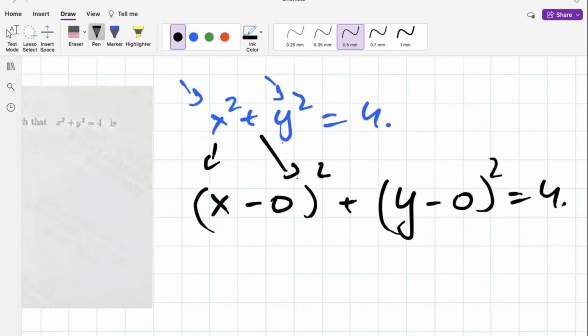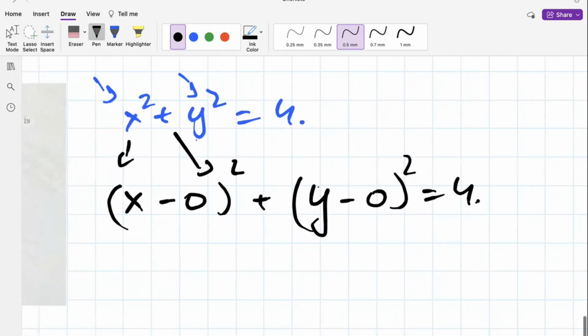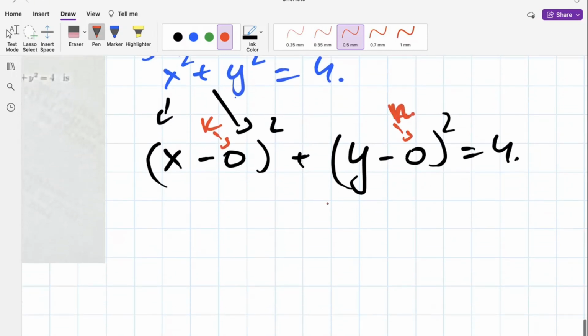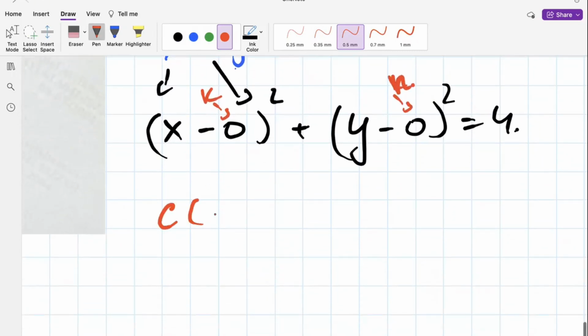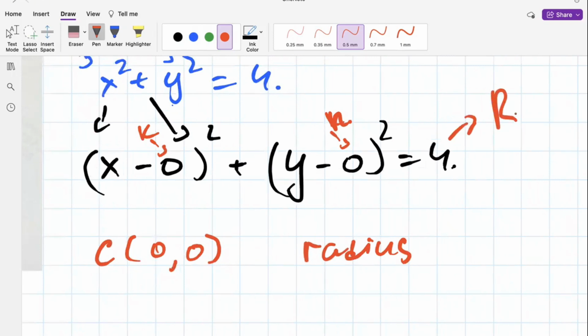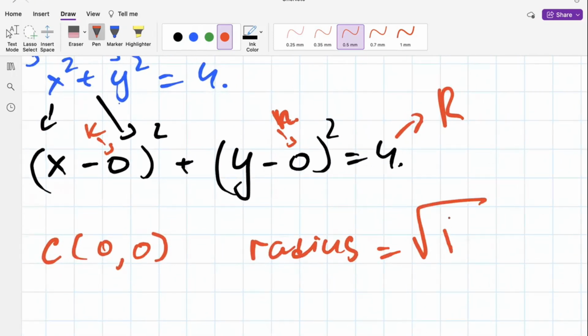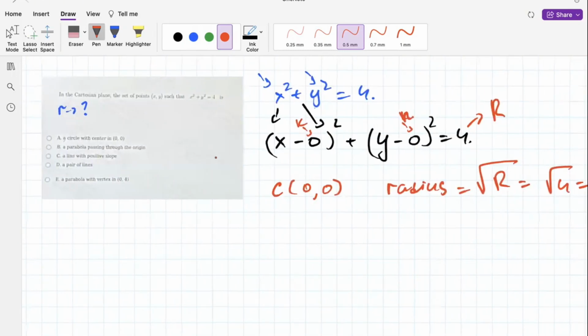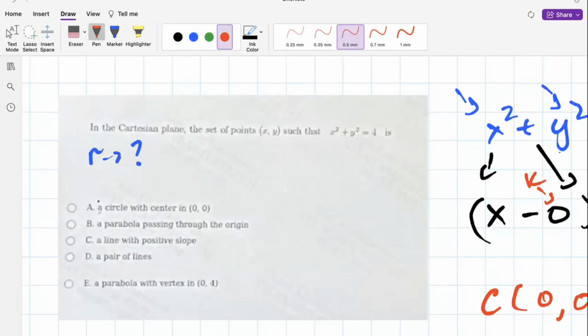Basically, this is the same as this one. If you're subtracting 0 from x, you're not changing anything. And if you're subtracting 0 from y, you're not changing anything. In this case, this 0 is your k, and this 0 is your h. So the center will be 0, 0. And the radius, in this case 4 is your big R. The radius is the square root of big R, which is the square root of 4, which is 2. The answer is A.